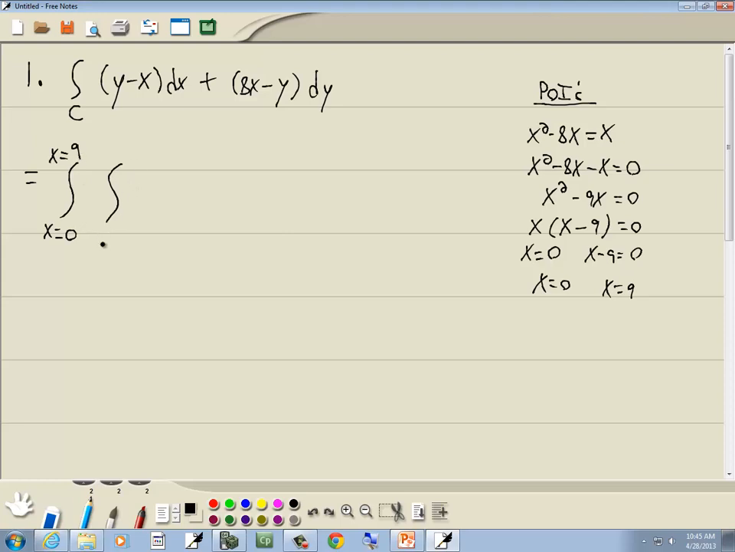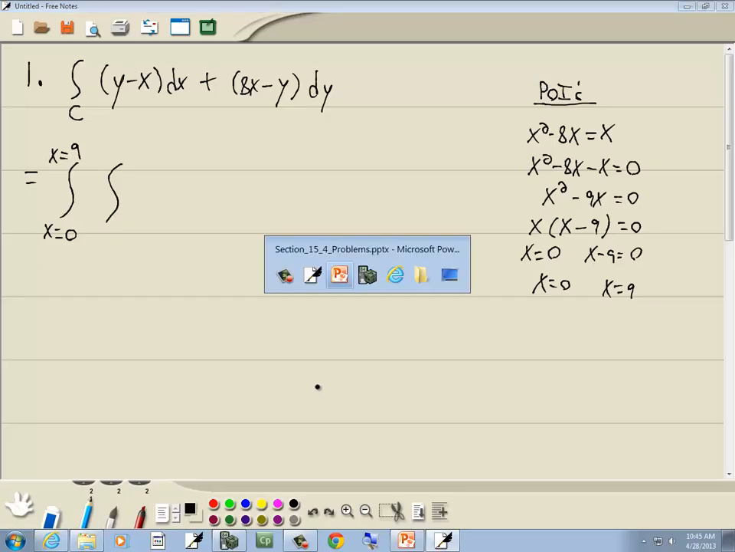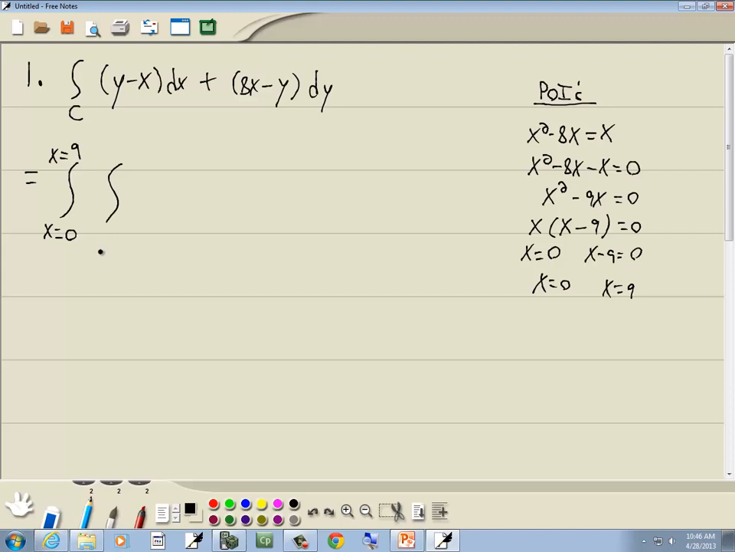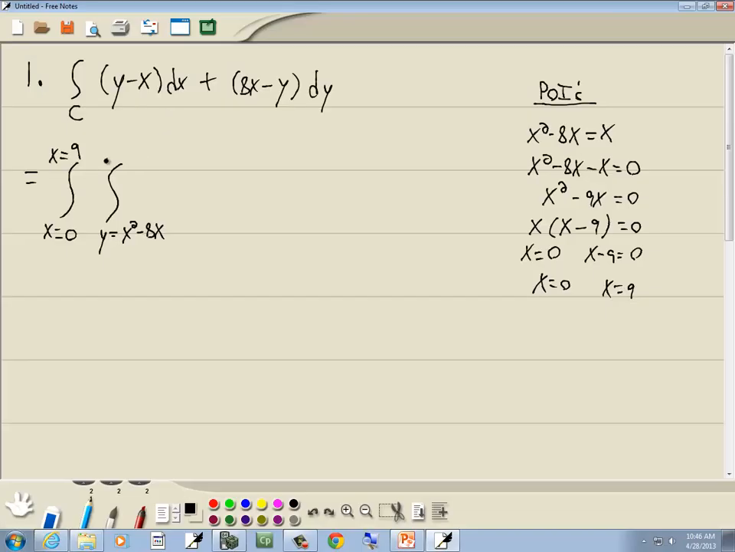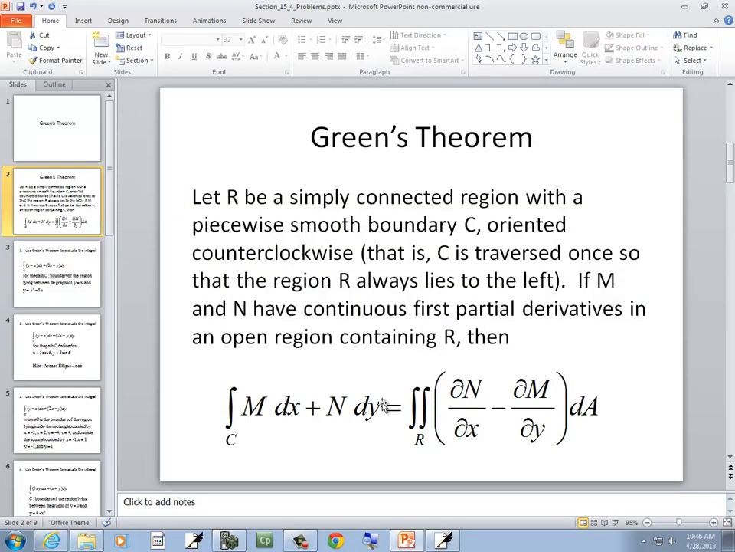Now our y's. We're looking at y is equal to x to y is equal to x squared minus 8x. If we come over here and look, the one that's below is the x squared minus 8x. So I'm going to put that here: y is equal to x squared minus 8x. And the one that's above is right here, so I'll put that up here: y is equal to x. Okay, now to our formula. That's the R region we just found.